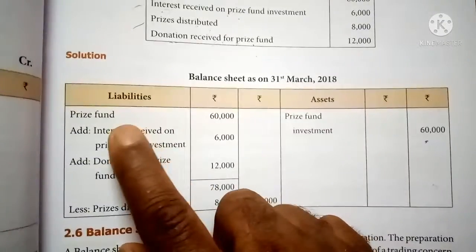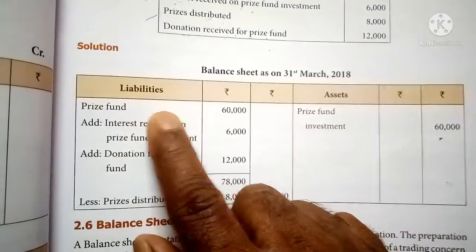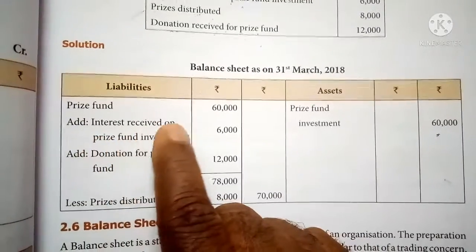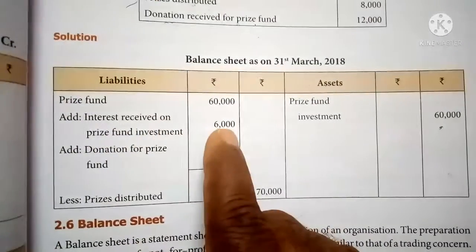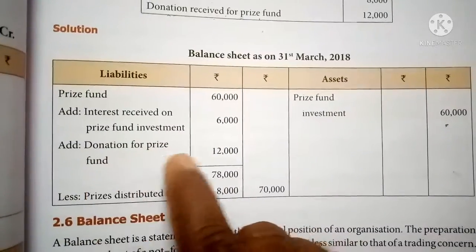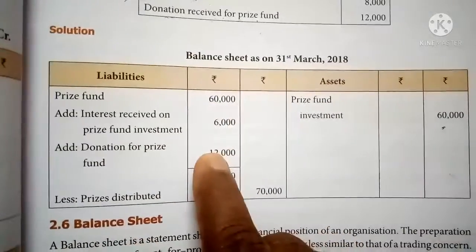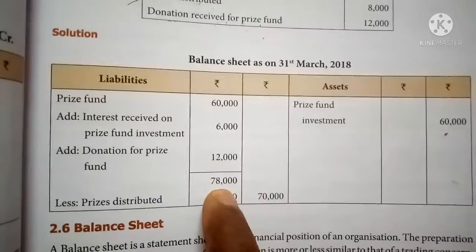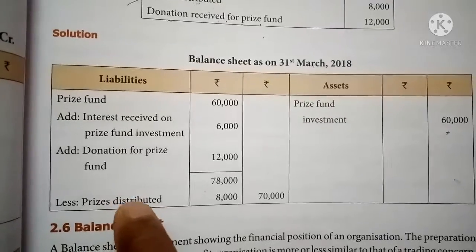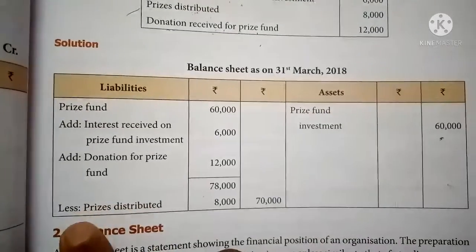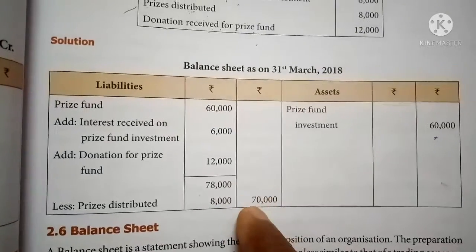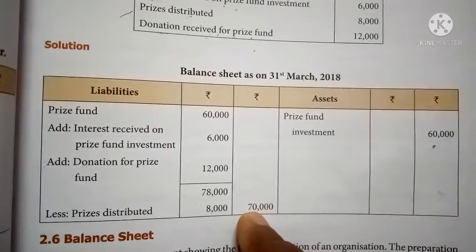First, on the liability side, take the prize fund amount, it is given in the sum itself, 60,000. To that add interest received on fund investment 6,000, and also add donation received for prize fund 12,000. Add all these three amounts, the total is 78,000. From that, less prize distribution, it is one of the expenses, so you can subtract it, 8,000. The net amount is 70,000. It is the present value of the prize fund.